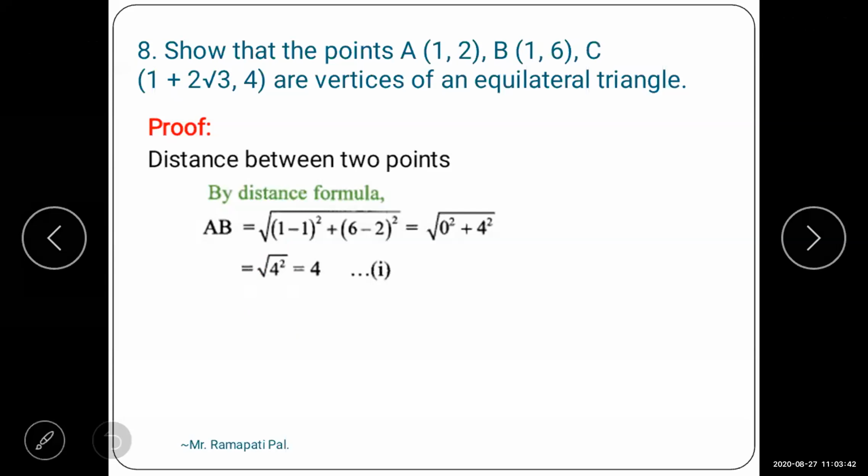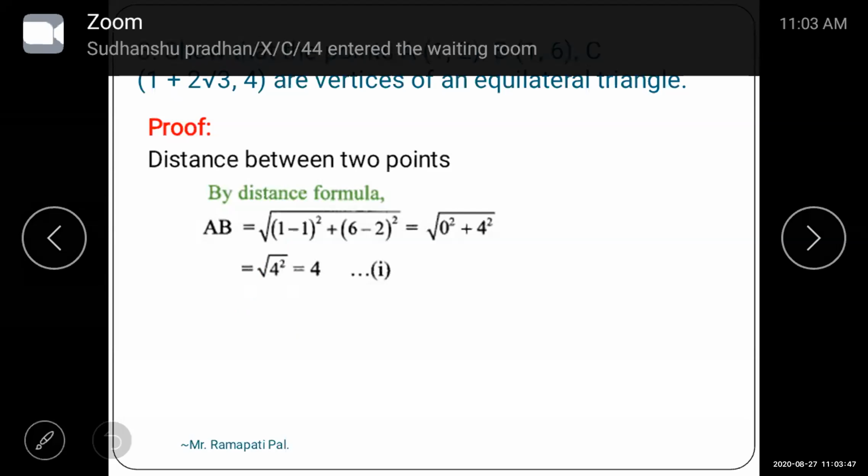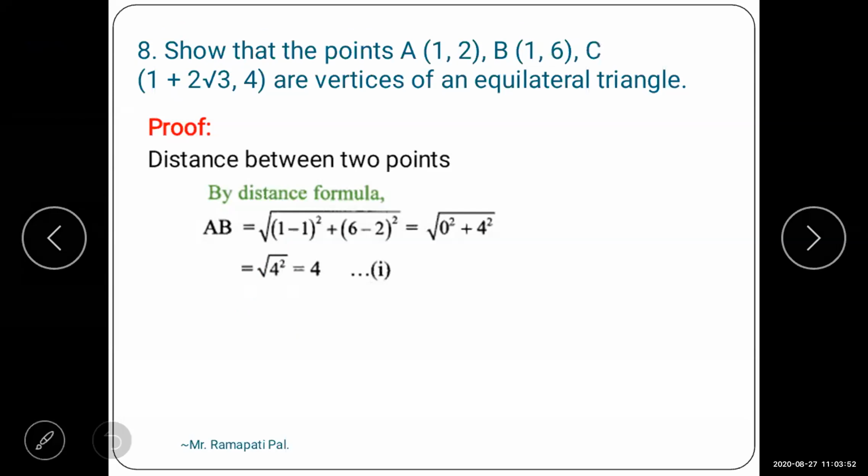Okay. Now it is our equation number 1. Now shall we find distance BC? Okay. By using the distance formula. So everyone knows what is the distance formula. Correct? Okay. Let's start. Distance BC is equal to root of (1 plus 2 root 3 minus 1) whole square plus (4 minus 6) whole square.